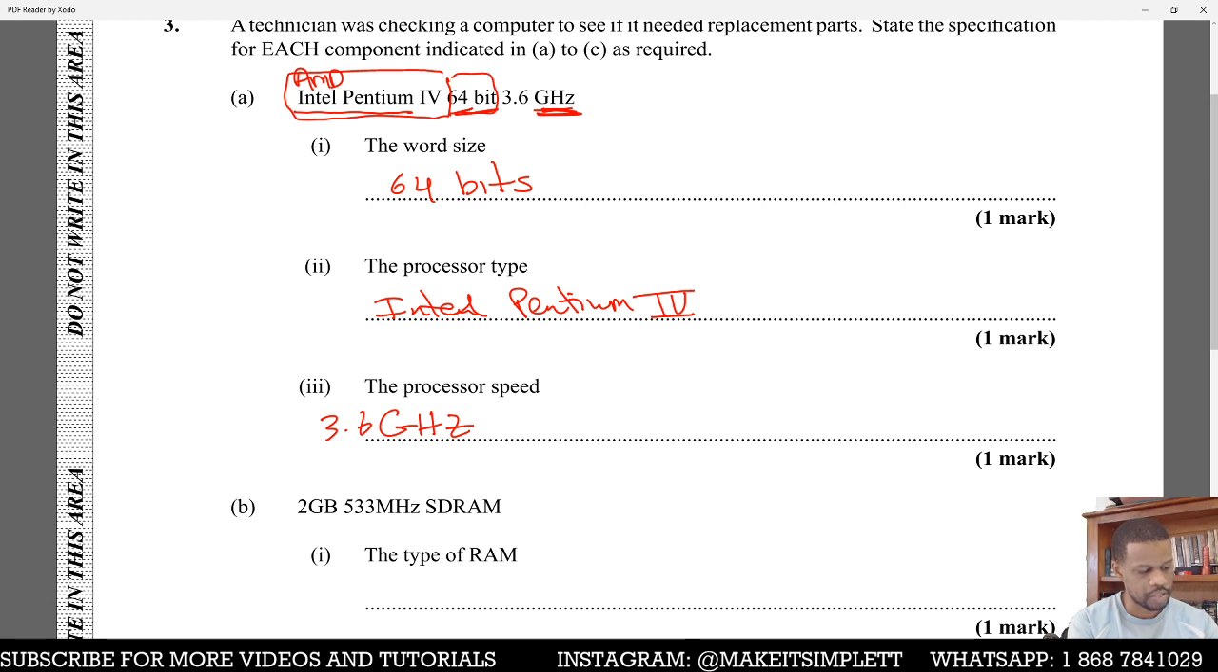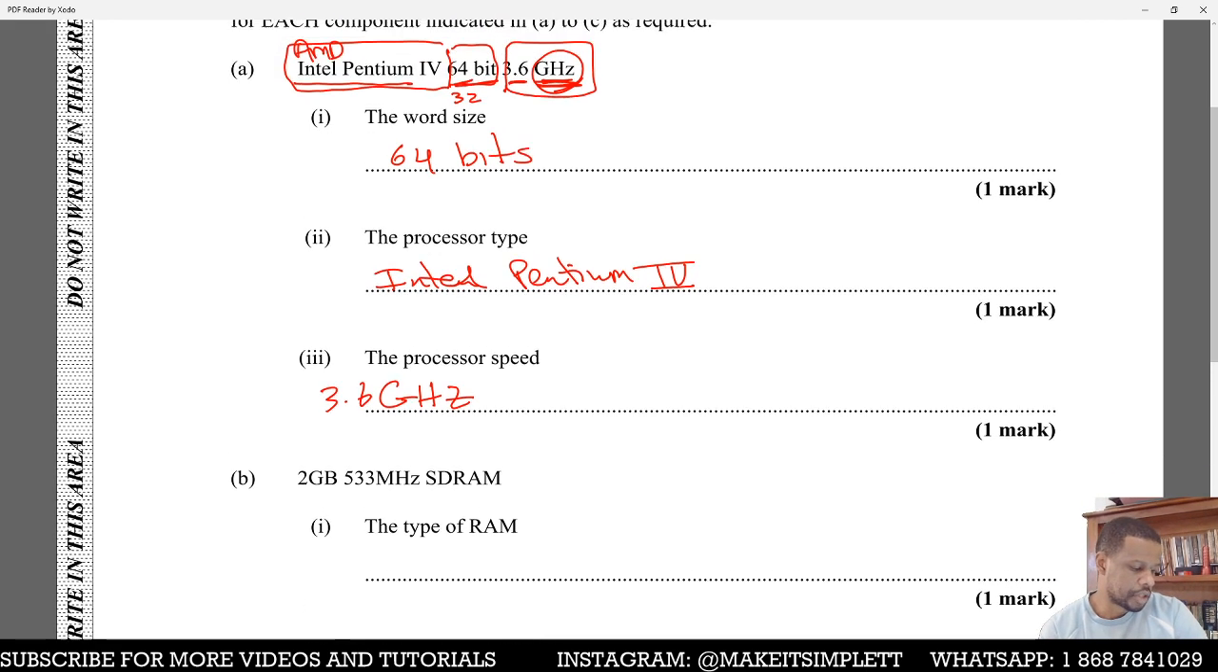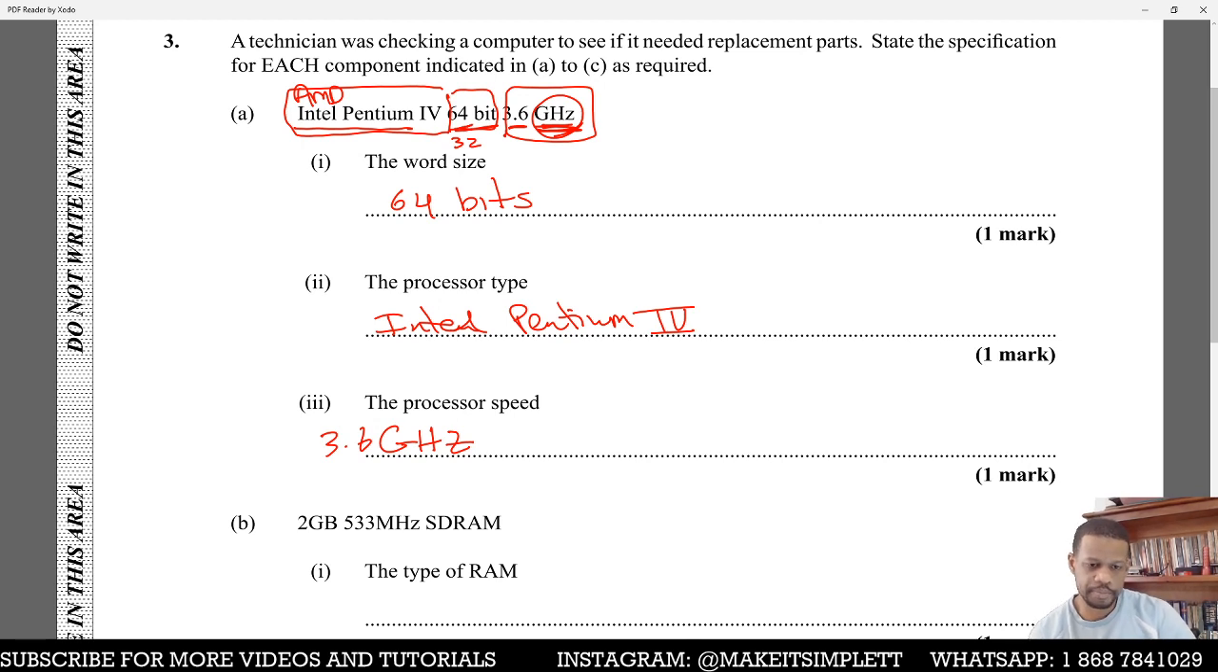64-bit will be the word size, meaning how much it can handle. So you either say 64 or 32, and gigahertz will be the speed of the processor. Something point something, and gigahertz will be the measurement. All right, everybody understand the processor part there? Because this question could come in multiple ways, and sometimes it can be a little tricky.